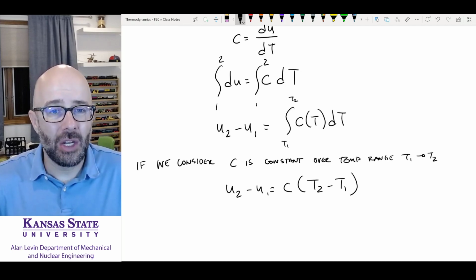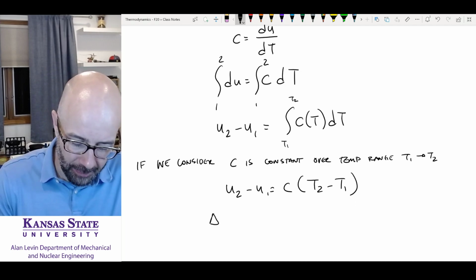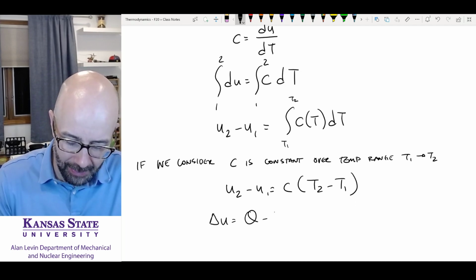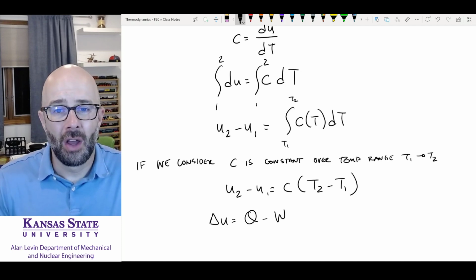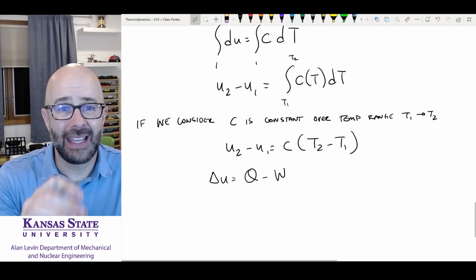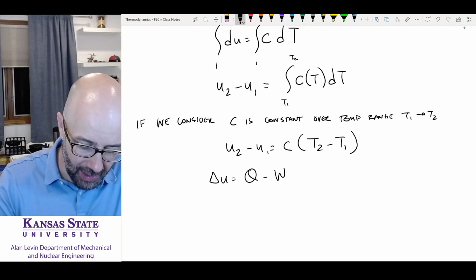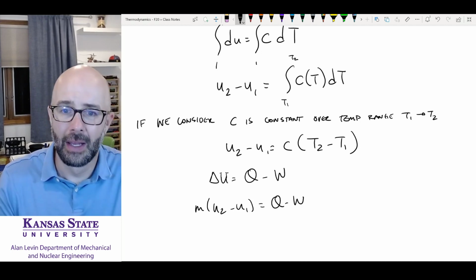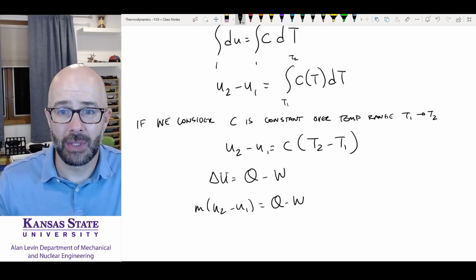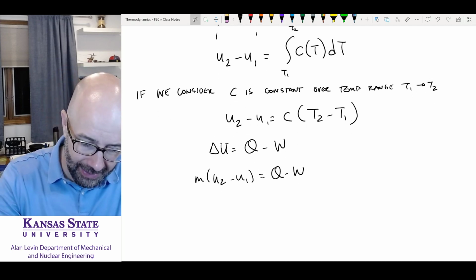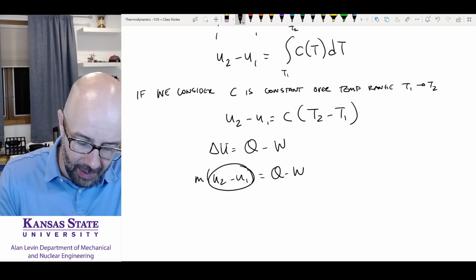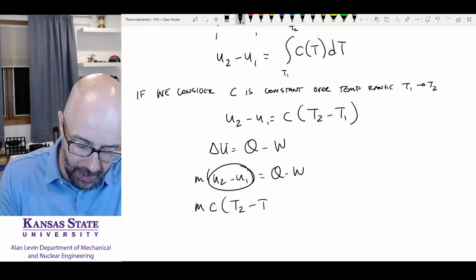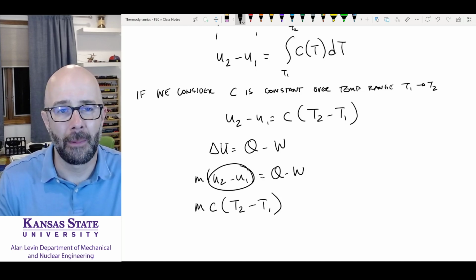So if we get an equation where we have delta U is equal to Q minus W, first law, and we see it's an incompressible substance, we can write mass times U2 minus U1 is equal to Q minus W. This should be capital U. And if we're going to follow the incompressible substance model, we can replace everything in here with mass times the specific heat times T2 minus T1. Okay, that's what we're going to be looking at.